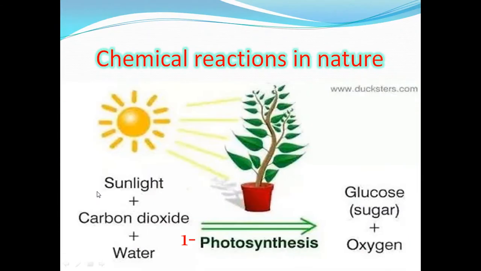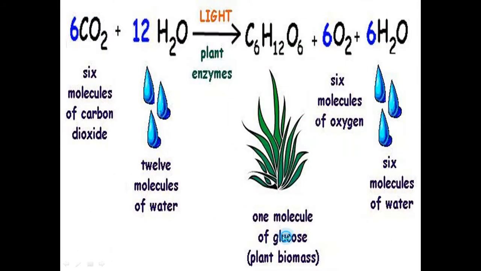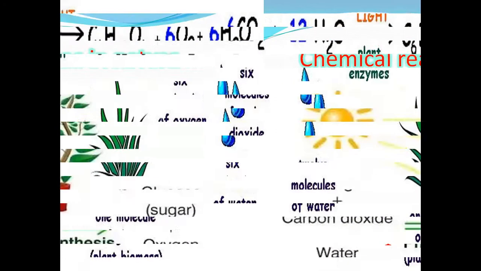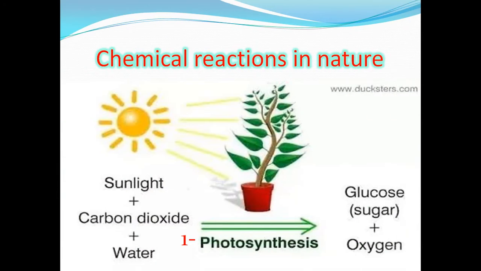What about the chemical reactions in nature? Of course, number one, which is very important for all living organisms, especially for plants: the photosynthesis process. Number two, the respiration process. So chemical reactions and chemical changes are very important for living organisms.